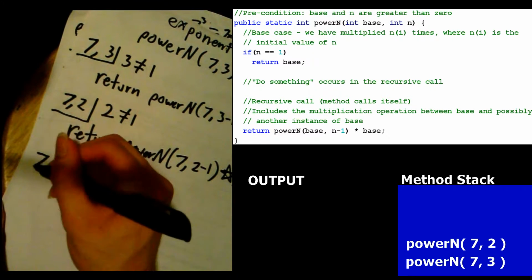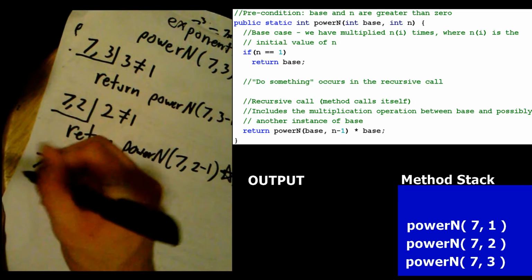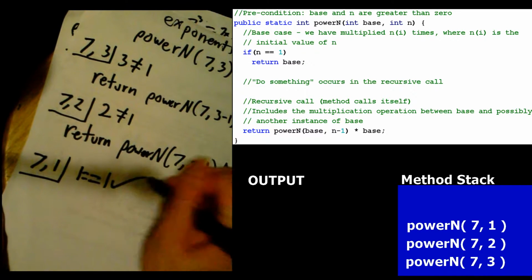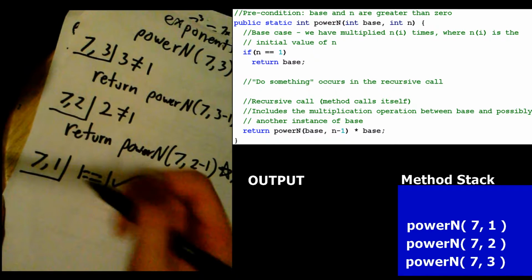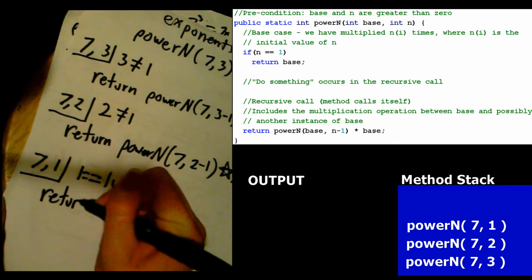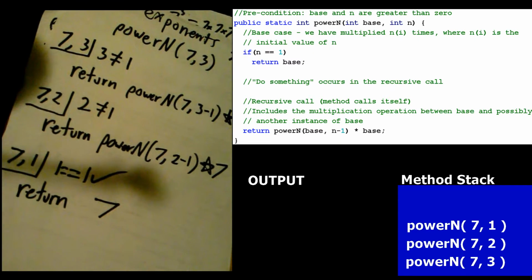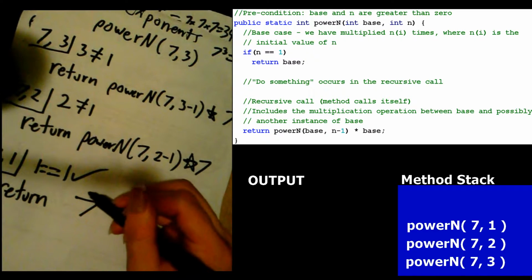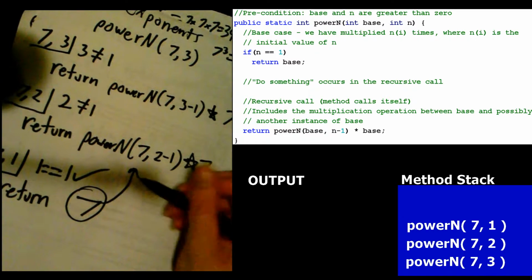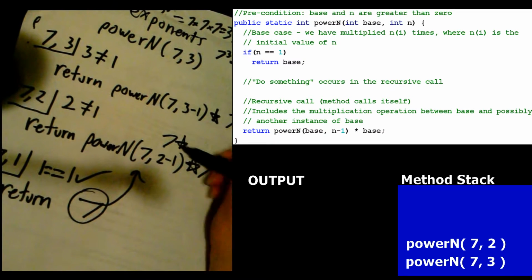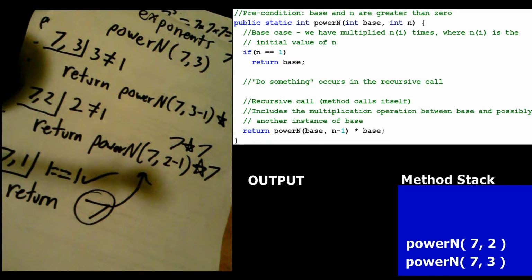So our last one comes up, and it's going to be 7, 1, and we know it's our last because now we finally hit our base case, where 1 equals 1. So that means we just return the base, which is 7. So with that 7 fills in that method call. So that this one up here in the 7, 2 becomes 7 times 7, which is cool.